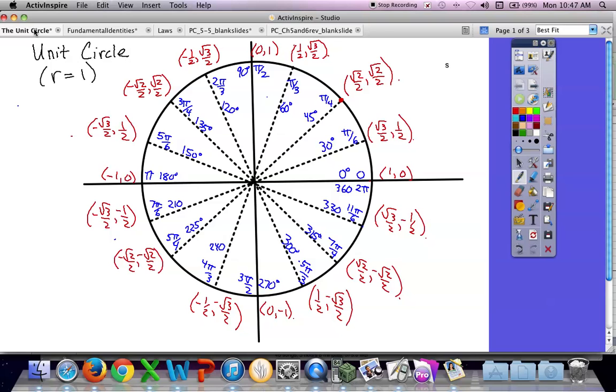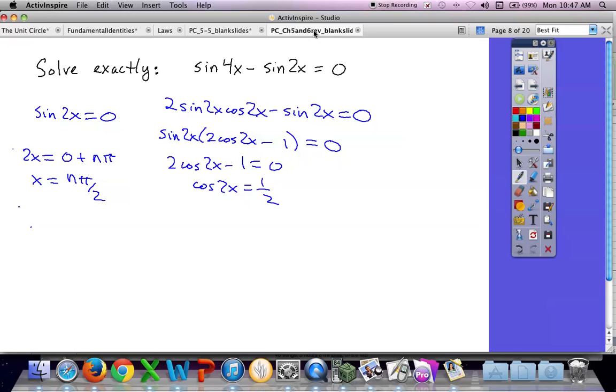What's the question? One thing at a time. Bob. So if it was 2 sine 2x and we factored out sine 2x, wouldn't there still be a sine 2x left? Where? Here? Going from here to here? Yeah. We factored out the sine 2x. What was left? 2 cosine 2x. There it is.